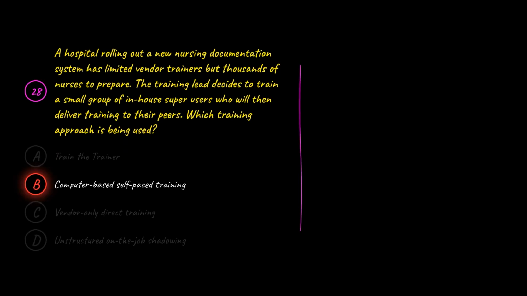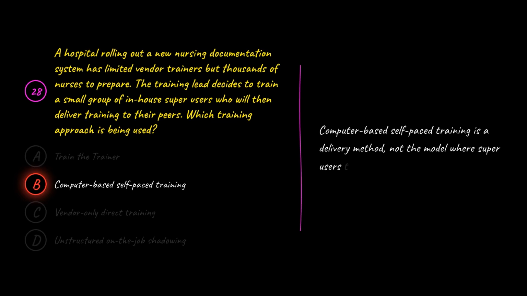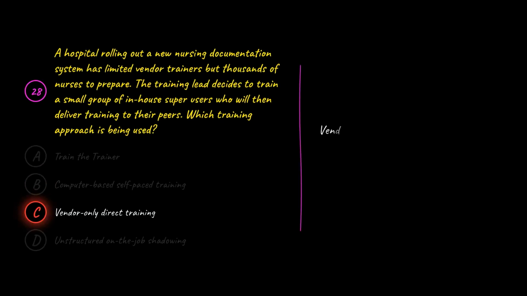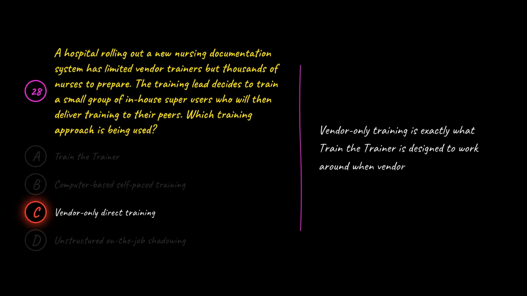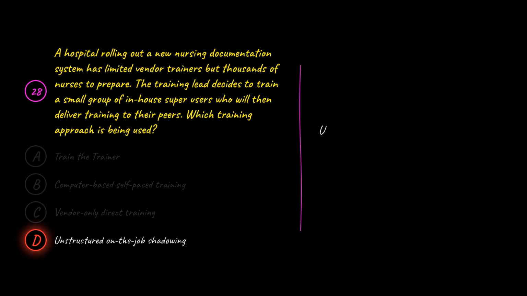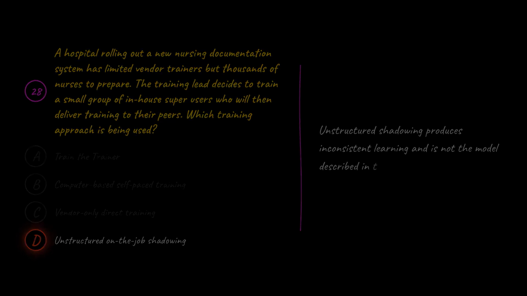B is wrong because computer-based self-paced training is a delivery method, not the model where super users teach peers. C is wrong because vendor-only training is exactly what Train the Trainer is designed to work around when vendor time is scarce. D is wrong because unstructured shadowing produces inconsistent learning and is not the model described in the scenario.